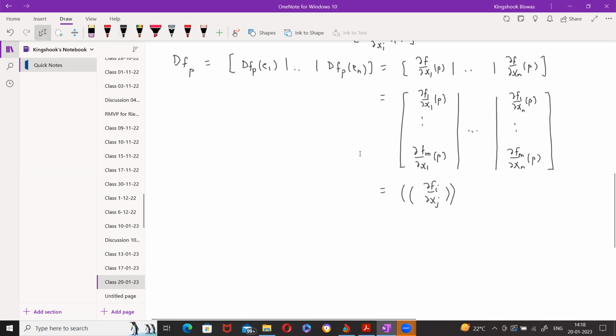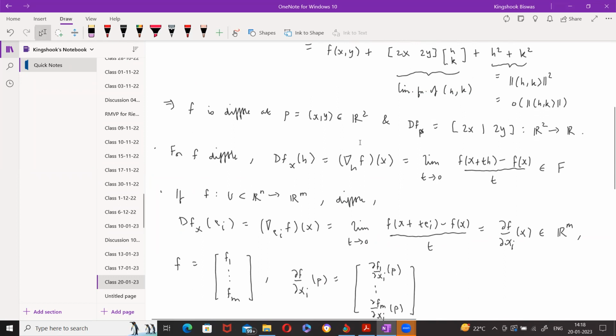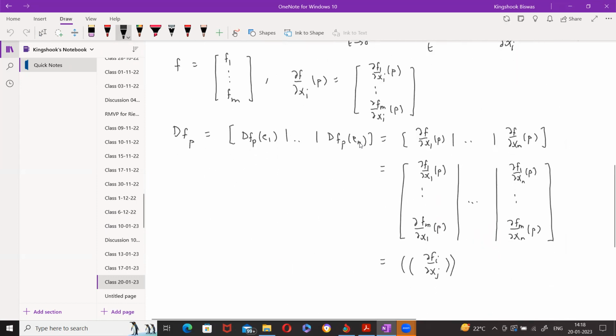You can see that the example we computed above is a special case where my f was from R^2 to R. So the derivative will just be one row vector, and its entries are going to be del f del x and del f del y. When I differentiate with respect to x, I'll get 2x. When I differentiate with respect to y, I'll get 2y. So the derivative is indeed (2x, 2y).